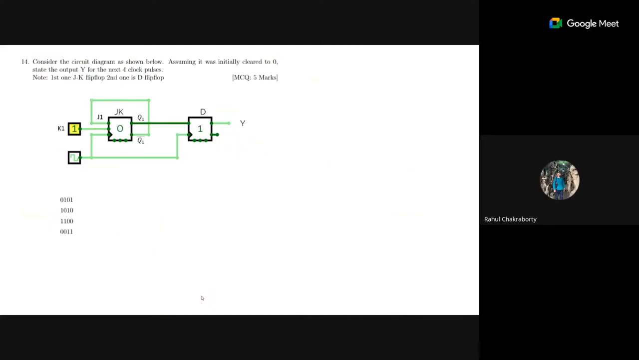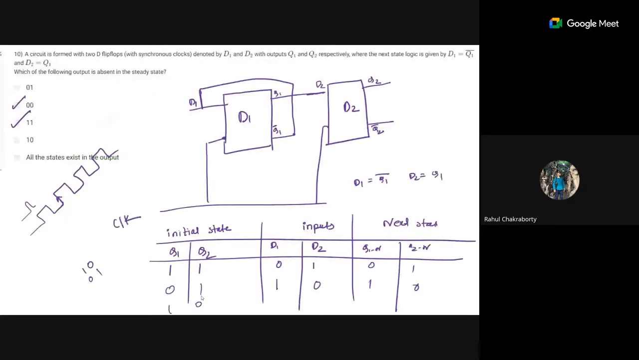So even though we are starting with 1-1 and 0-0, the stable states are only going to be 0-1 and 1-0. So 0-0 and 1-1 we will never get. Correct, sir? Yes, correct. So both 0-0 and 1-1 will be absent.